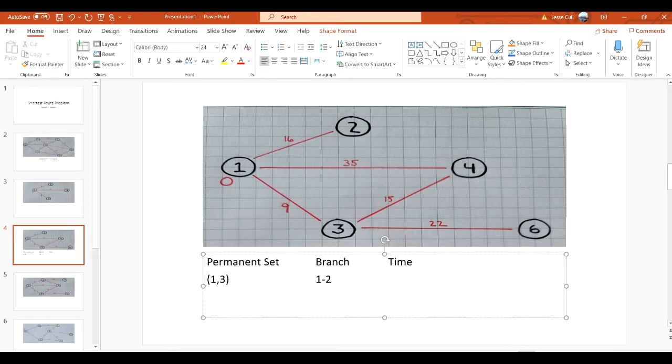1-2, 1-4, because 1-3 is already solved, so that's eliminated. 1-2 remains, 1-4 remains. We have 3-4, and 3-6. The time is, we look in this situation, now we list the separate times.